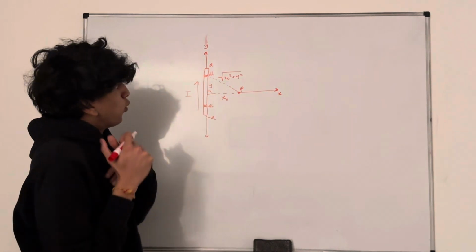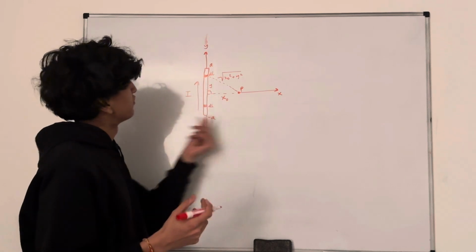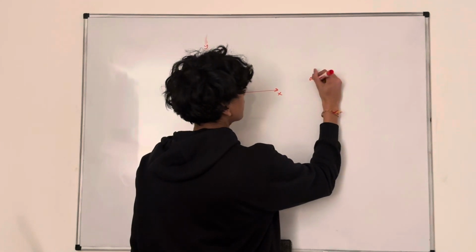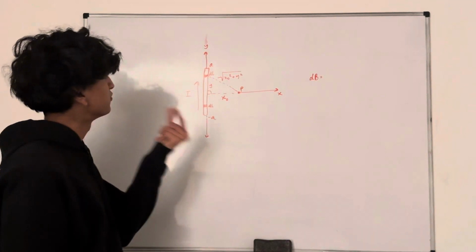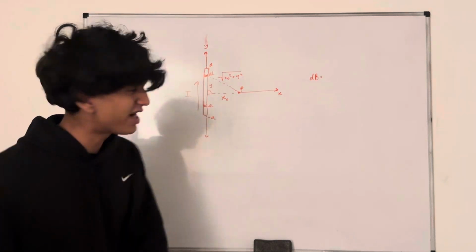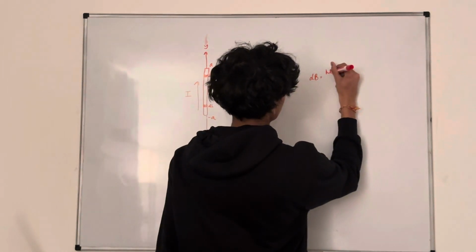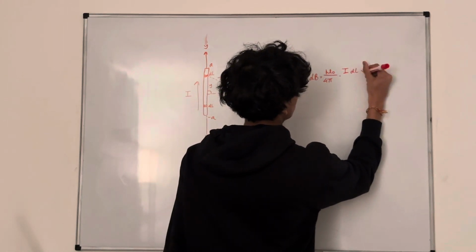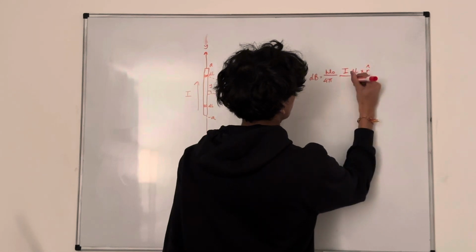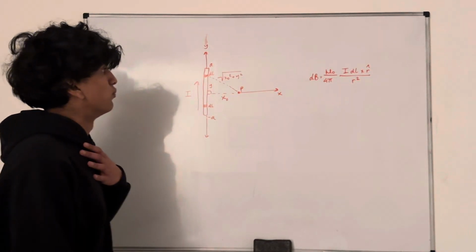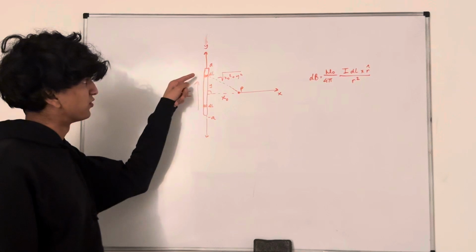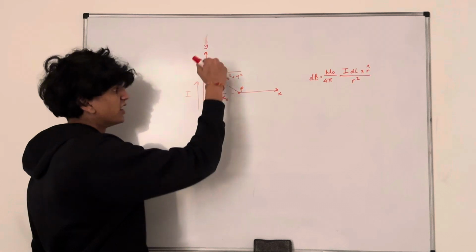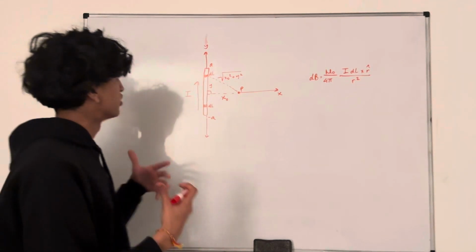Biot-Savart law tells us that the small magnetic field dB created by a small section of wire dl is equal to mu naught over 4 pi times I dl cross r hat over r squared. So why am I saying dB? Well, this small amount of wire is creating a certain magnetic field, but so is this section of wire, and so is this dl, and this whole thing is made of dl's that are all contributing to the magnetic field at point P.